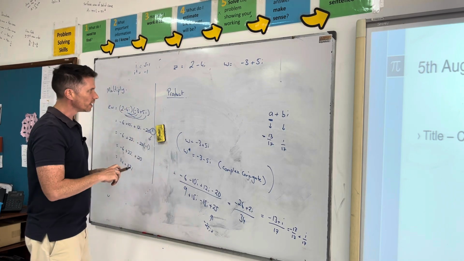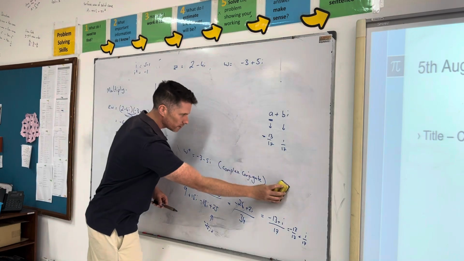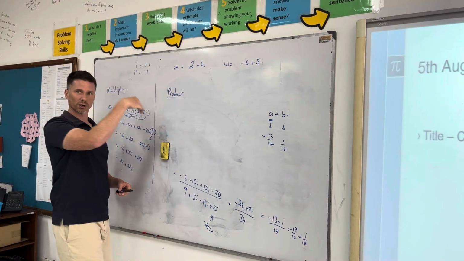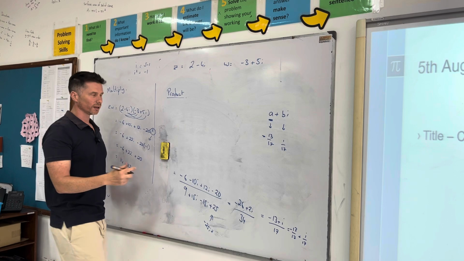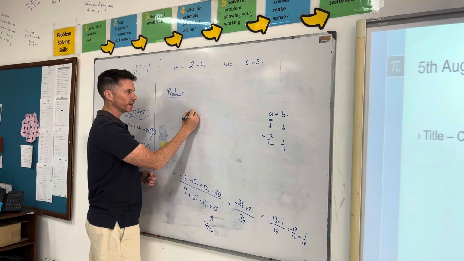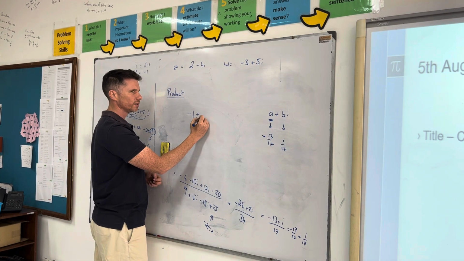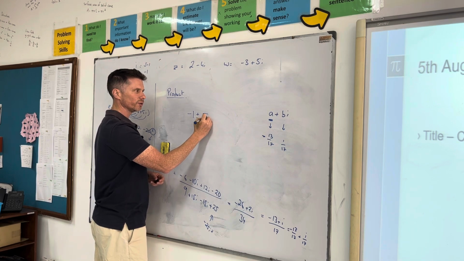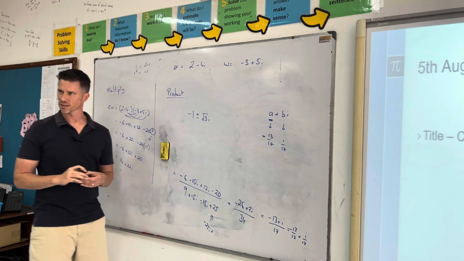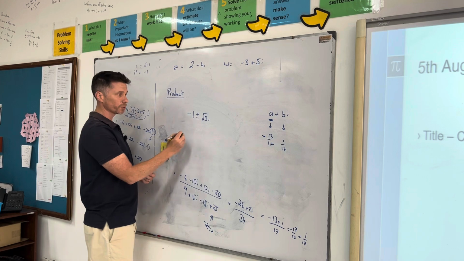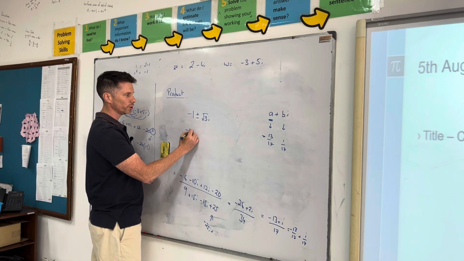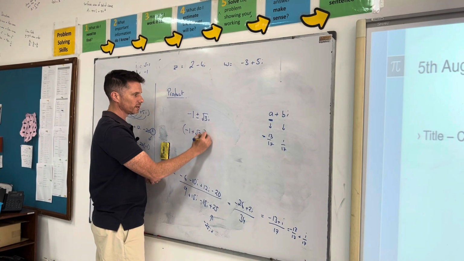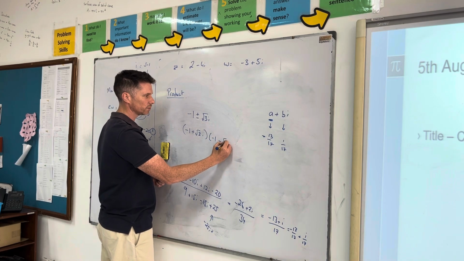Okay, we left the product of the earlier question earlier on. I'm trying to remember, was it minus 1 plus or minus root 3i? Okay, so now I can multiply these together. Minus 1 plus root 3i times minus 1 minus root 3i.